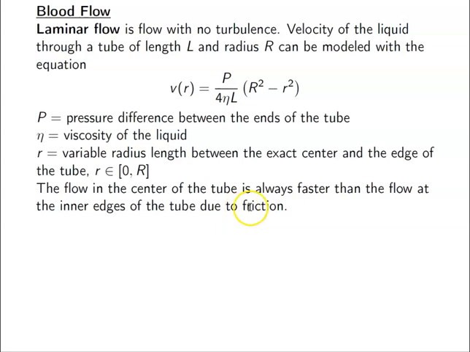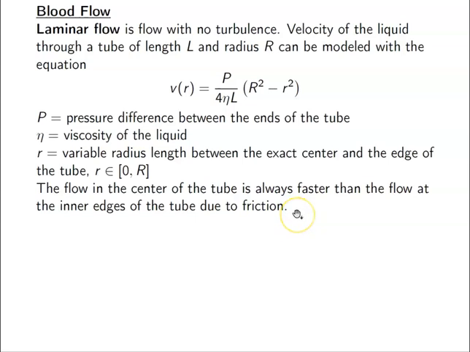So the flow in the center of the tube is always faster than the flow at the inner edges of the tube due to friction. And so laminar flow is that effect that you get when you have water running through a hose or oil that's leaking out, where you can't tell that water is actually flowing and everything looks like a standstill. So basically every molecule of water or whatever liquid is following exactly the molecule of the liquid in front of it. It could be an atom or a molecule depending on what the liquid is, right?